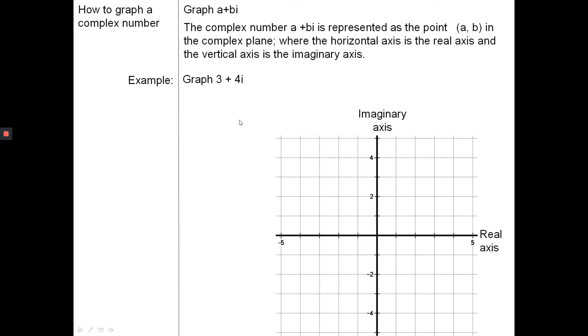However, with our 3 plus 4i, we are going to think of it as an ordered pair, and we pull the a and the b out of our complex number. So our ordered pair will be 3, 4. And then we graph it just as we normally graph. So the 3 is on the real axis, so we go over 3, and the 4 is on the imaginary axis, so we go up 4.